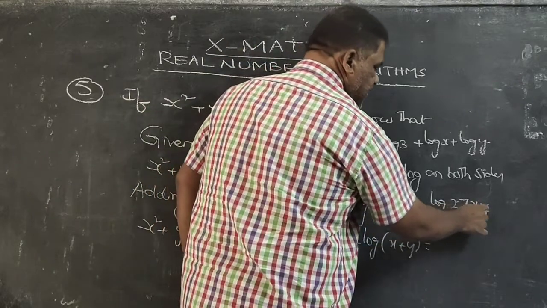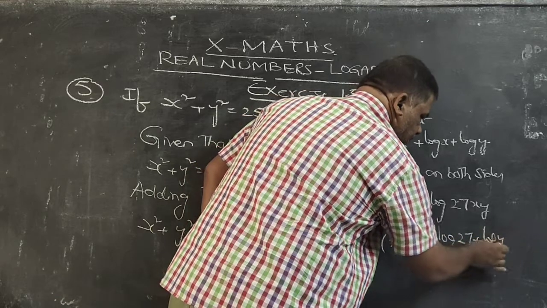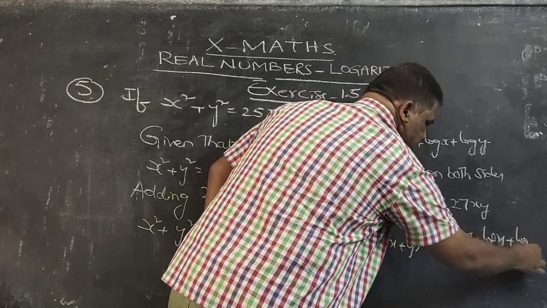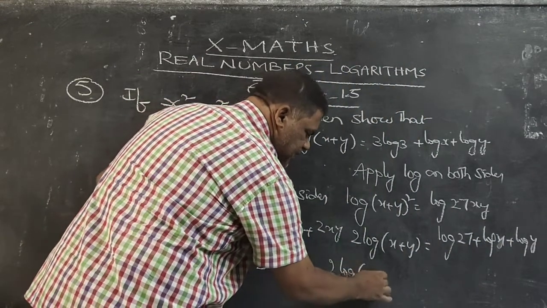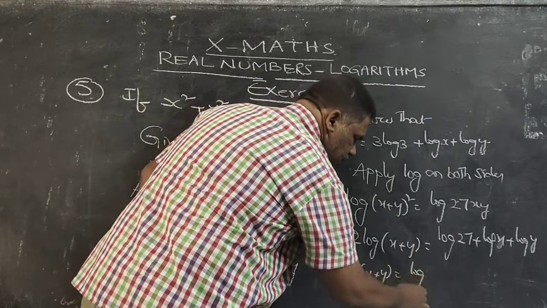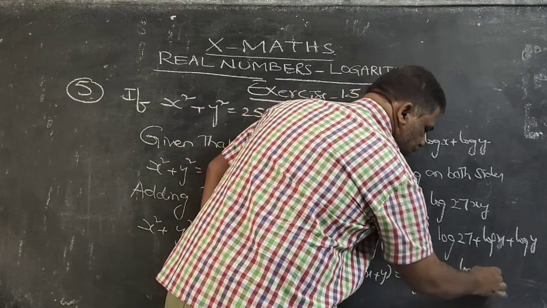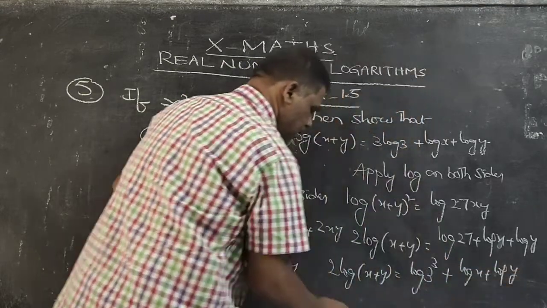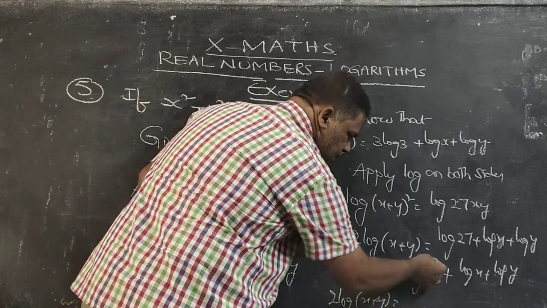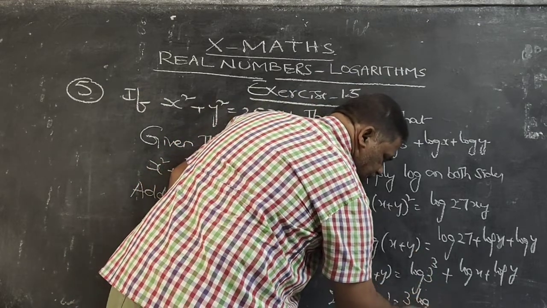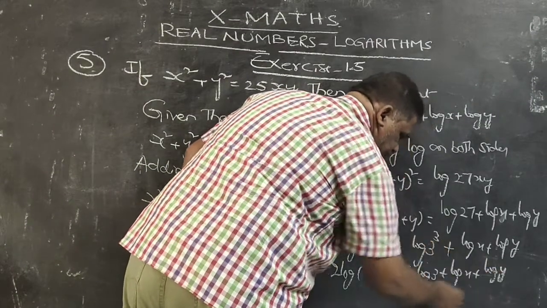This is the log ABC formula. Log ABC formula is log a plus log b plus log c. So it is 2 log (x plus y) is equal to, 27 we have to write as 3 cube, and the remaining you write as it is, log x plus log y. Now 2 log (x plus y) is equal to, this 3 comes here, it will become 3 log 3 plus log x plus log y.